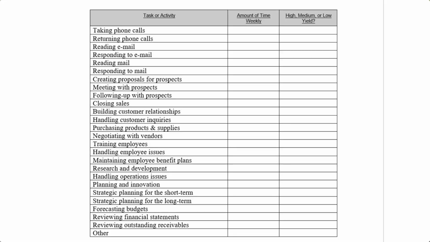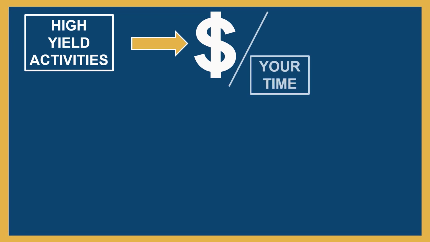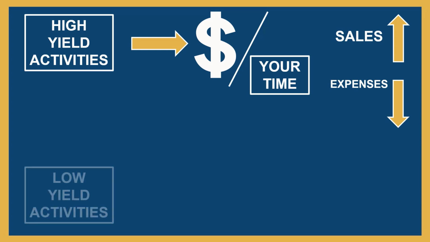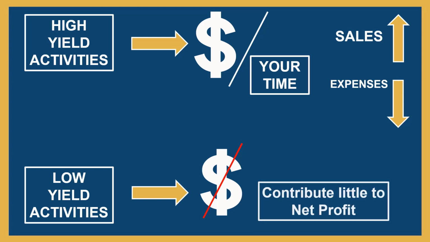Then go through each task again, this time assigning whether the task is high yield, medium yield, or low yield. Now, as a bit of definition, high yield activities give you the highest profit for your time. It could mean that the activity leads to more sales, and it can also mean the activity leads to reducing expenses, which is just another way to increase profit. Low yield activities contribute little to net profit, and medium yield activities fall somewhere in the middle.